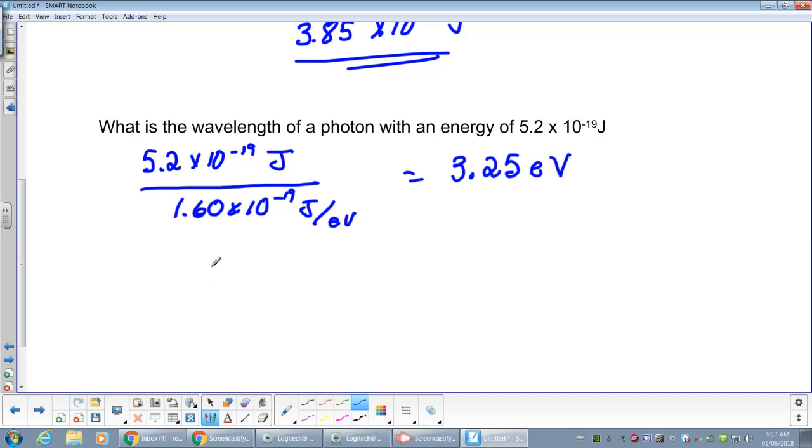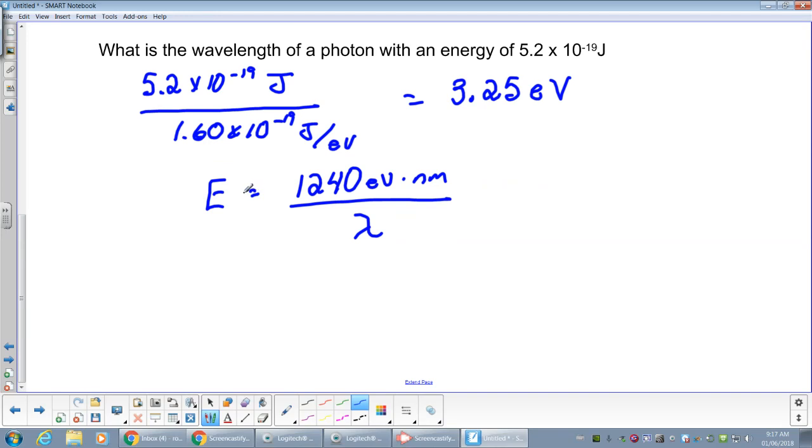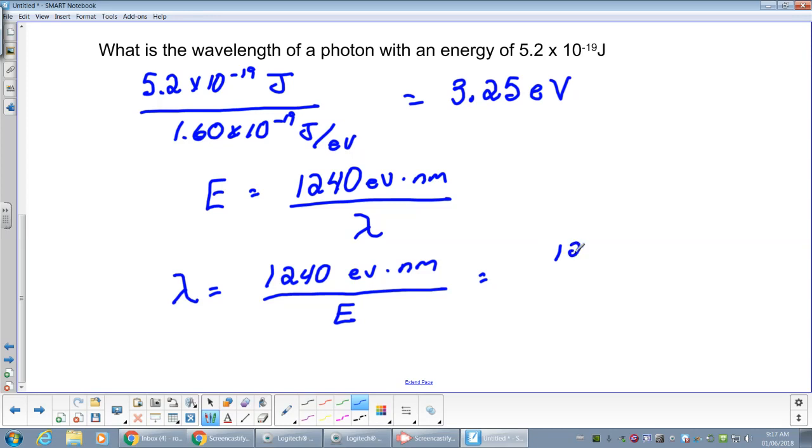Okay, and then we can use our formula. So our formula is energy equals 1240 electron volts times nanometers divided by wavelength. So in this case, we want to get the wavelength. So we have to rearrange this. So if we multiply the wavelength out here and then divide by E, this would be 1240 electron volts nanometers divided by the energy. Okay, so in our case, that's going to be 1240 divided by 3.25 electron volts. That's going to give us our wavelength of light. So go ahead and do that.